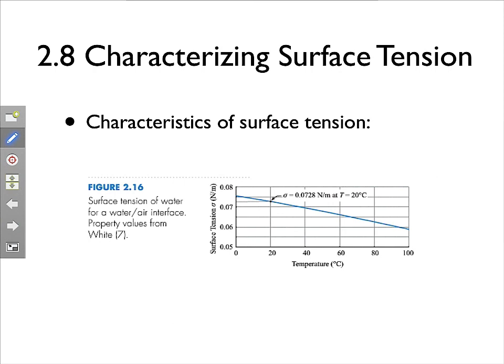This just mentions that there's sometimes a dependence of this with temperature. So in certain instances, you may need to take this into account. For the most part, we'll use this value that's shown here, 0.0728 Newton per meter, for calculations in this class, although there may be an instance when you'll have to look it up for your particular fluid.